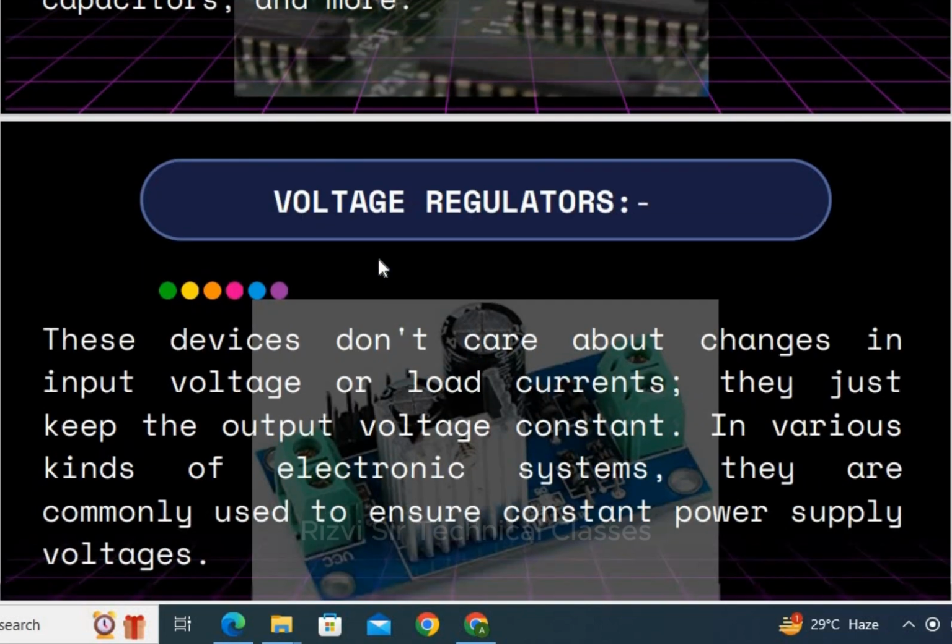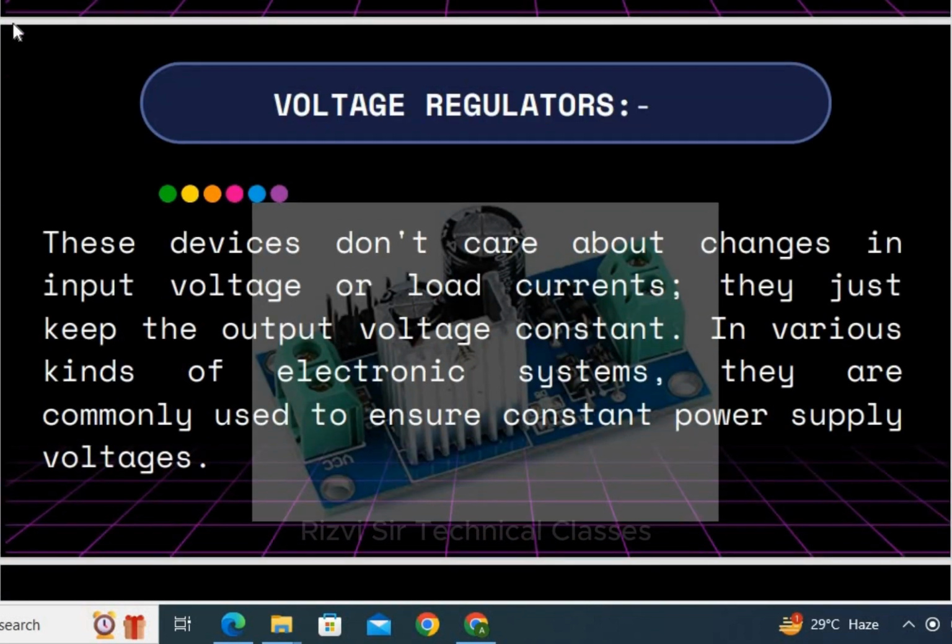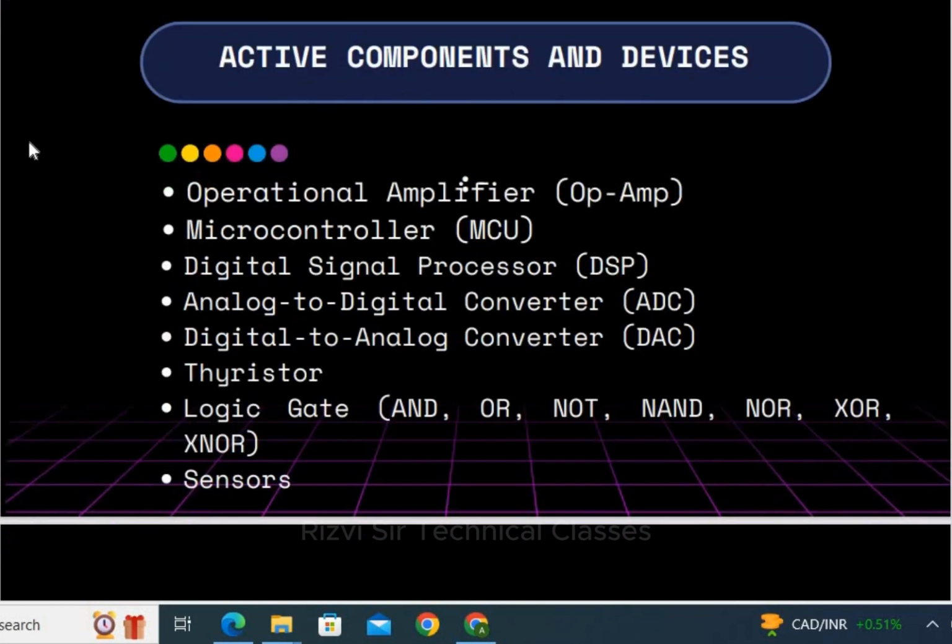Our next active component is the voltage regulator. What is a voltage regulator? A voltage regulator is an electronic device that maintains a constant voltage level in an electrical circuit. It ensures a steady and stable output voltage, regardless of fluctuations in input voltage or changes in load conditions. Voltage regulators are crucial in powering electronic devices reliably, preventing damage from overloading and ensuring constant performance. I hope you have seen this in your charger circuitry. There are multiple types of them.